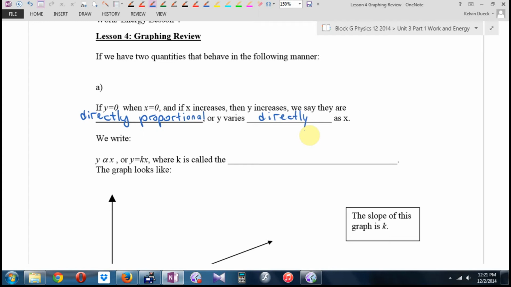We write y, and there's a symbol for is proportional to, and it's a fish. It's actually a Greek letter, gamma, but looks like that. x. That's red. y is proportional to x.